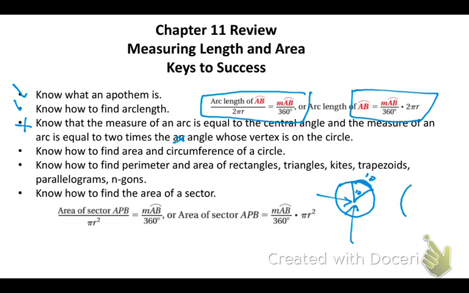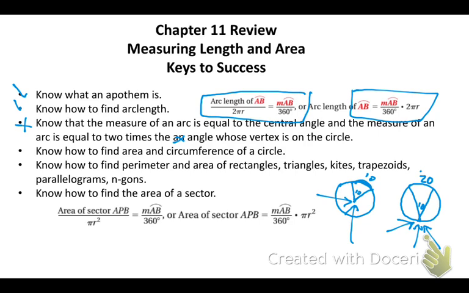When the vertex of the angle is on the side of the circle, the measure of the arc is twice the measure of the angle. That's because the vertex is on the edge of the circle. Don't forget that. That can really trip you up. It's a simple thing. Write it on your notes so you have it in the finals.